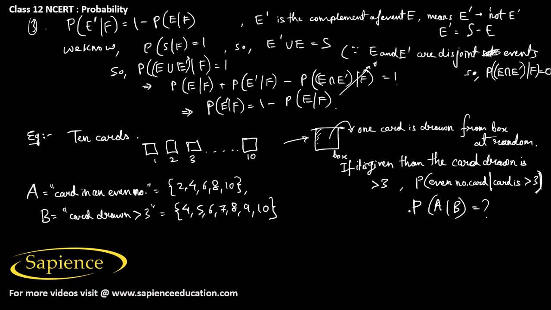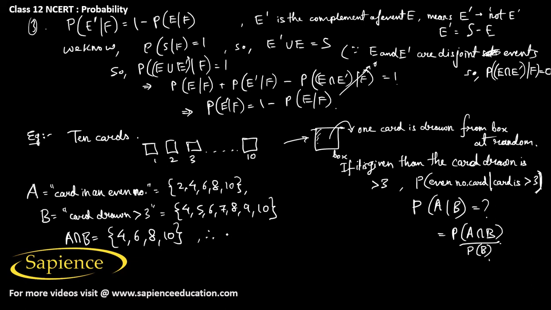For that, we need to find the probability of A intersection B divided by the probability of B. From here, we can find the set A intersection B. It means we need to find the common elements in these two sets, which are 4, 6, 8, and 10.